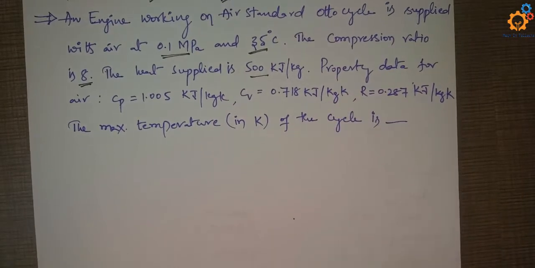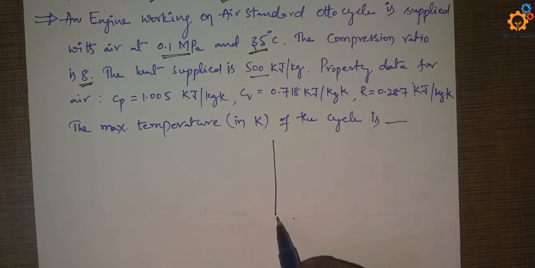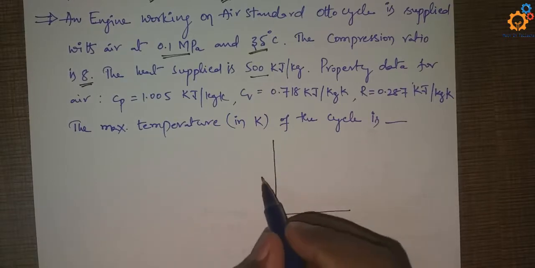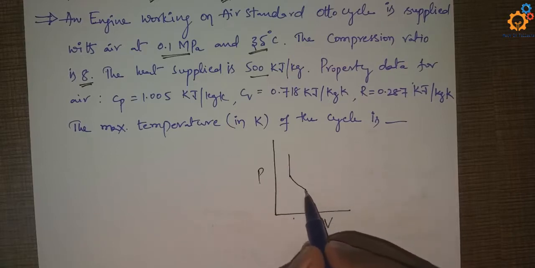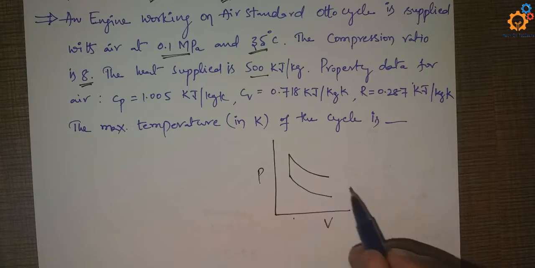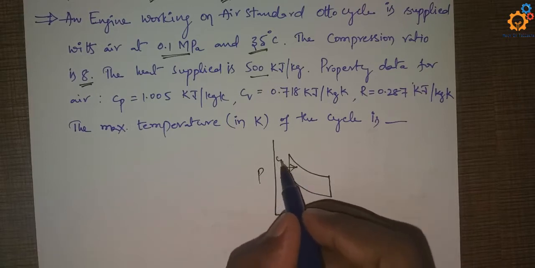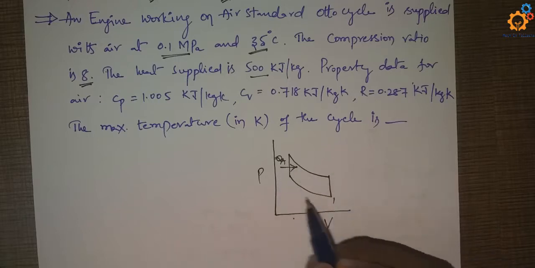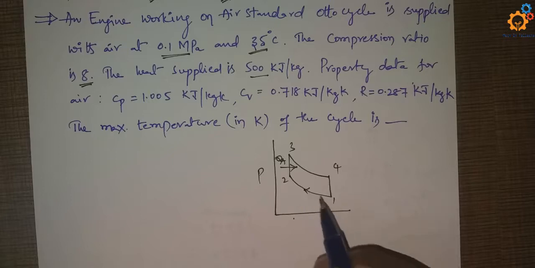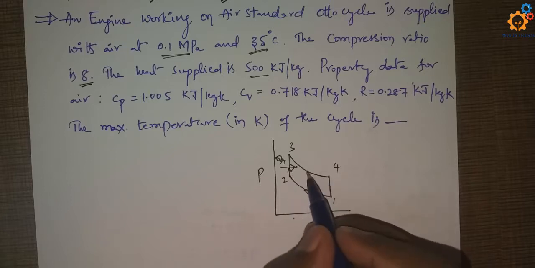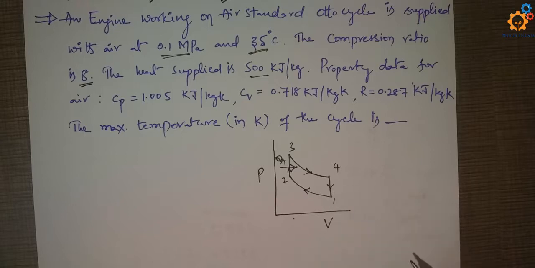Just recall the air standard Otto cycle. In PV diagram, air standard Otto cycle will be like this, right? Constant volume heat addition. This is 1, 2, 3, 4. This is compression process. This is constant volume heat addition. This is expansion process. And this is heat rejection process.